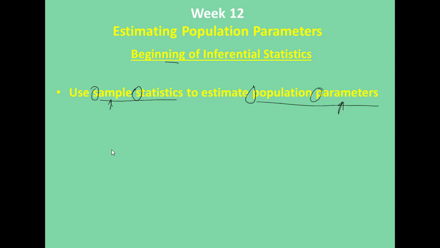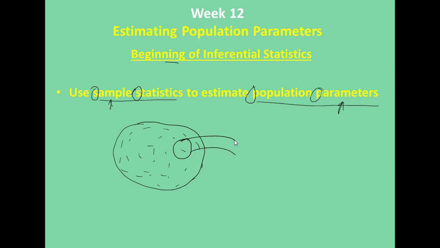So inferential statistics is where we take, from a population, a few individuals, by a process of sampling. We take those individuals and then we study them, and whatever information we gather from those individuals, we infer back to the population.